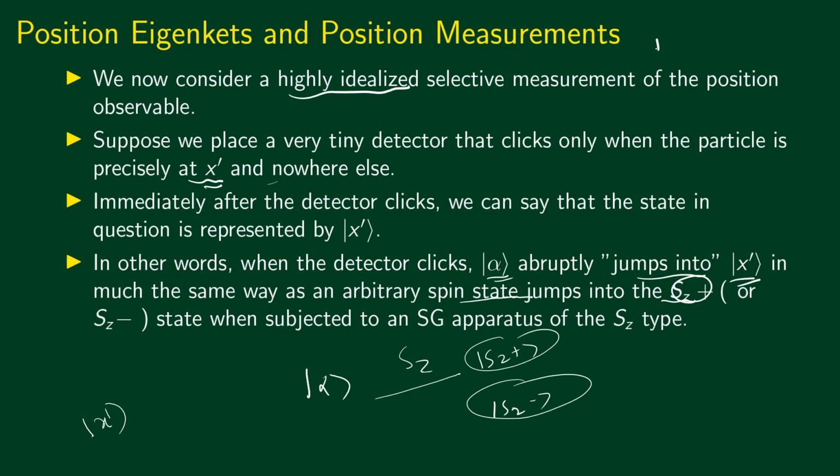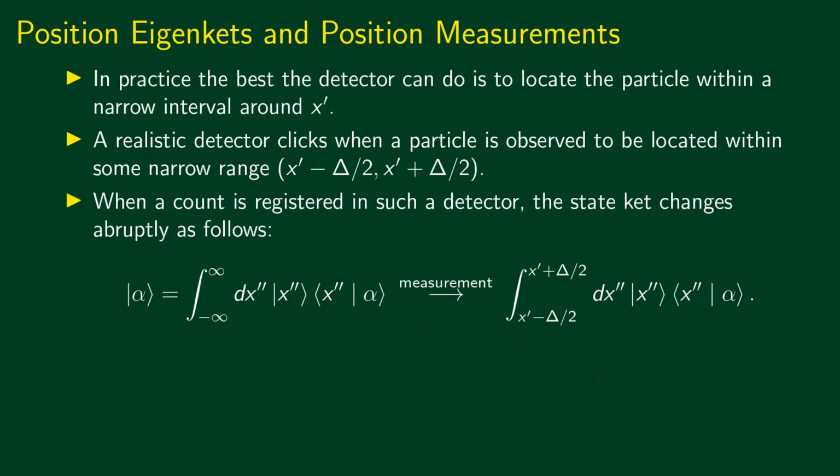But in practice, the best the detector can do is to locate the particle within a narrow interval around x prime. So even if we say that the position is at x prime, what we actually mean is that it's in an interval around x prime. If you're talking about one dimension, the best we can do is to say that the particle is within these 2 points, let's say x prime minus delta by 2 and x prime plus delta by 2. That's an interval of width delta. A better detector may be able to narrow it down, but still we can talk only in terms of intervals, because even if you take any 2 points in space, there are still an infinite number of points between them.